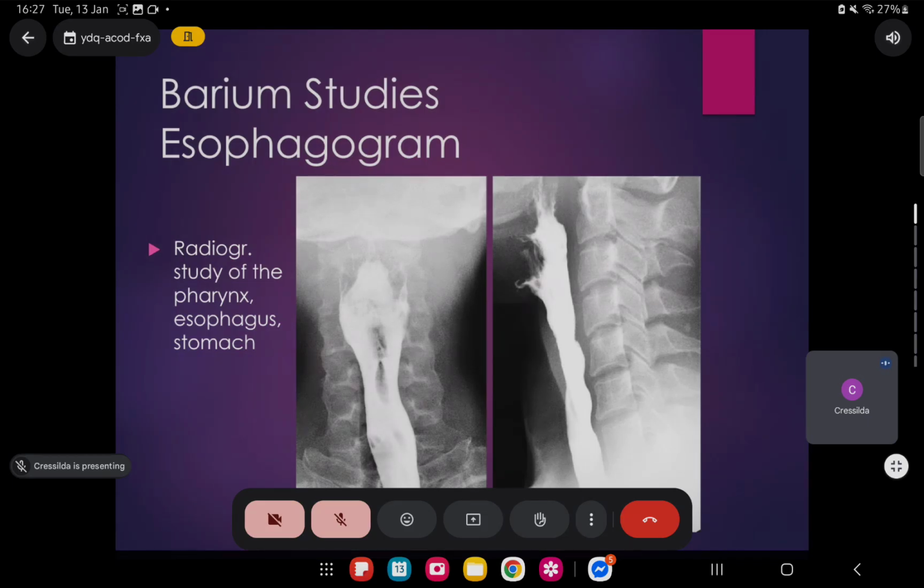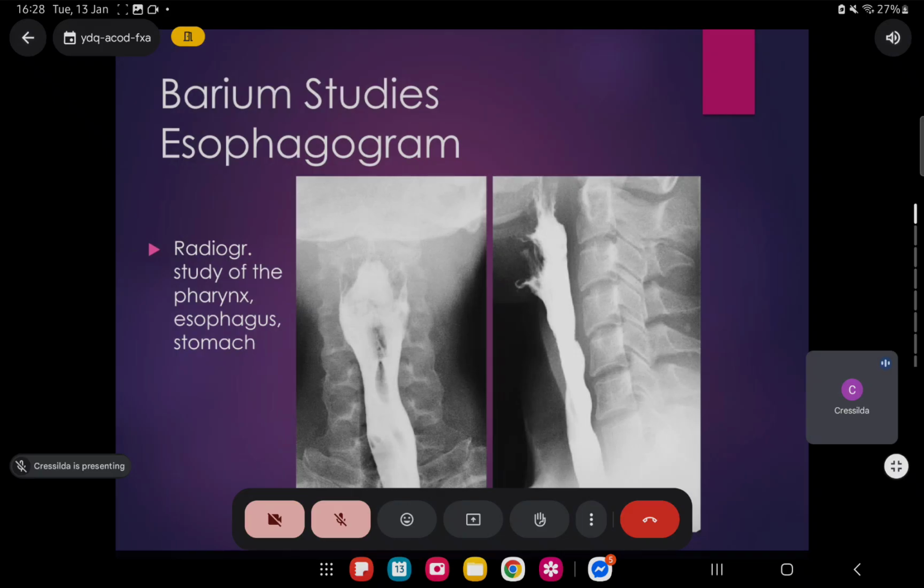One of them, it used to be called a barium study, but now, because of the shortage of barium, we use iodinated contrast material. So we call it an esophagogram. So what is this? This is a dedicated test of the pharynx, esophagus, and the proximal stomach. This may be performed as a single or a double contrast study.